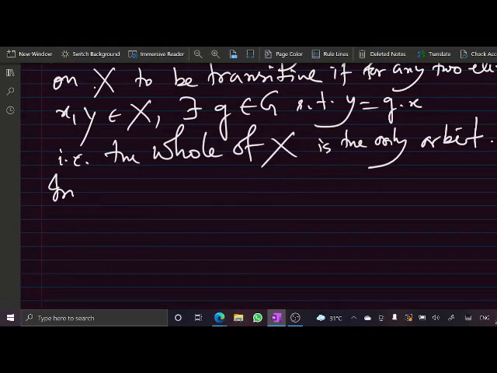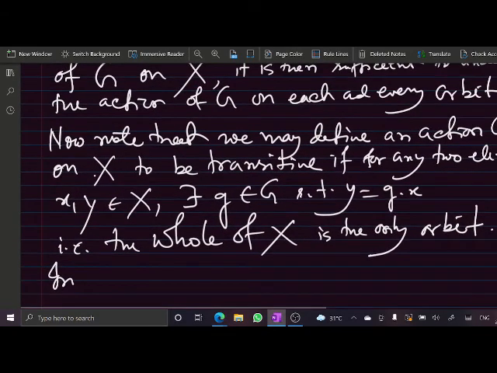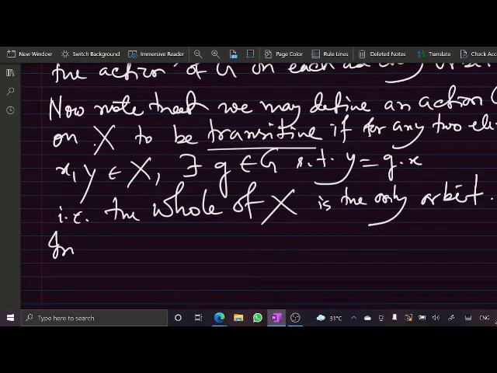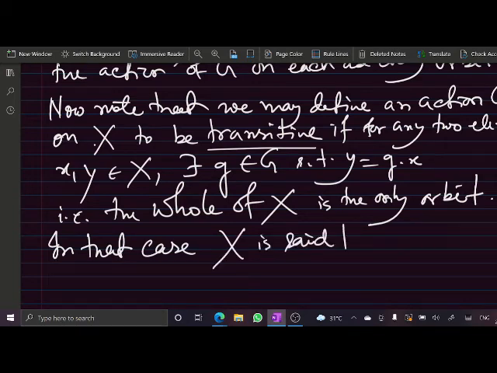We now note that we may define an action G on X to be transitive, if for any two elements x and y belongs to X, there exists a g such that y can be written as g dot x. That is, the whole of X is the only orbit for that G set. Okay, and in that case, capital X is said to be a homogeneous space.